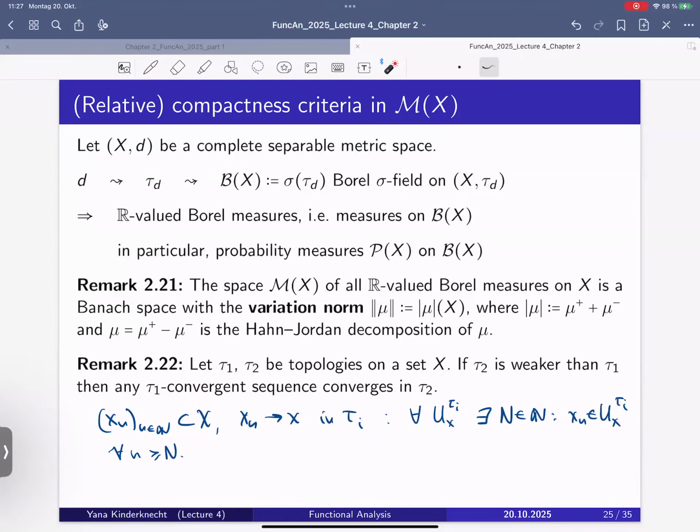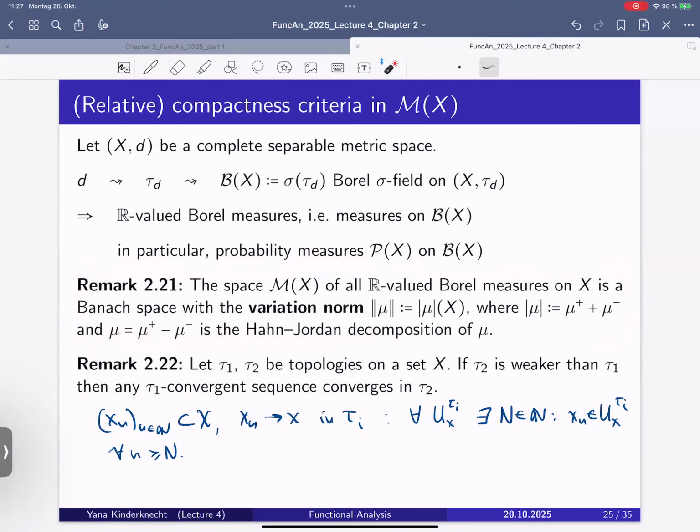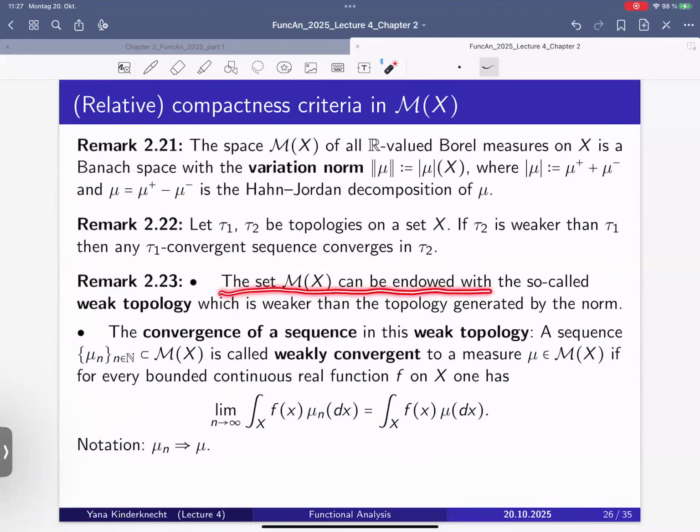So if we have a norm, we have a distance and hence we have a topology, but this topology is rather strong and many interesting situations are not covered by this topology. However, many interesting things are covered, so it's an important example. But sometimes we need a weaker topology. So the set of all Borel measures can be endowed with the so-called weak topology, which is strictly weaker than the topology generated by the variation norm. And this weak topology, we will discuss what it means within this course, but later on. So far, this is just the name of a topology which is weaker than the topology generated by this norm.